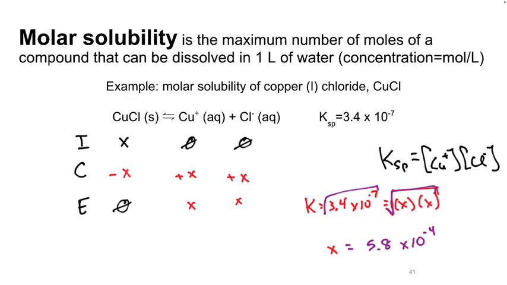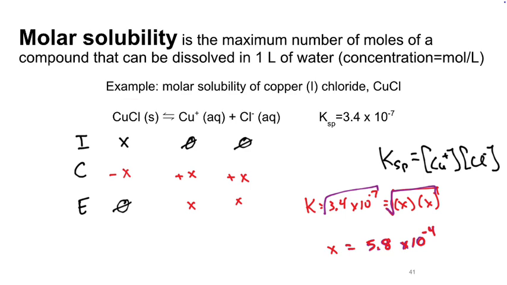Okay, what did I say X was? And don't you dare tell me 5.8. What did I say X was? Okay, I said that was my concentration of copper ion. I also said it was my concentration of chloride ion. I also said it was the concentration of copper chloride that dissolved.